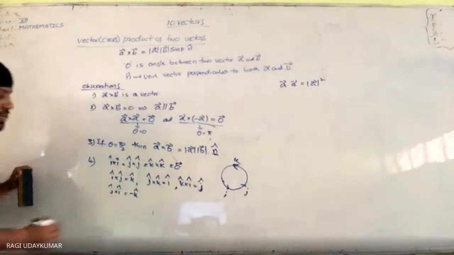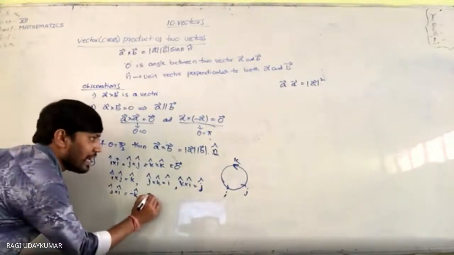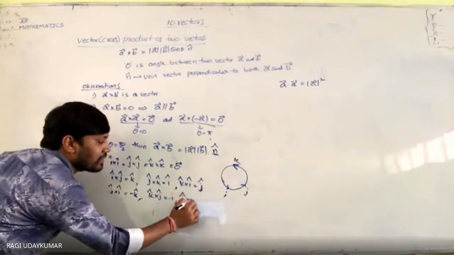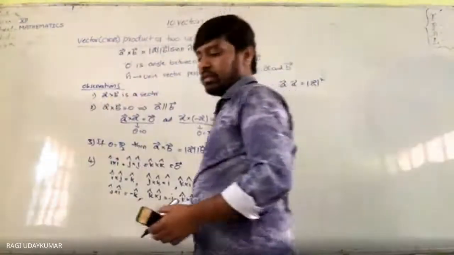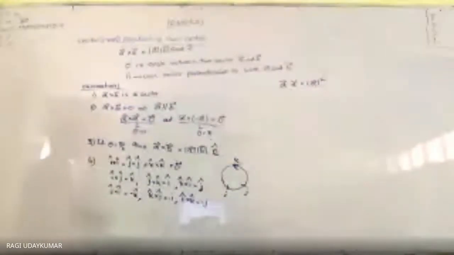And is it visible to you here? K cross J is equal to minus I, and I cross K is equal to minus J. Did you understand? Yes, sir. Is it clear? Yes, sir.